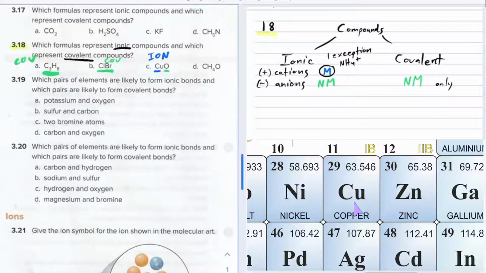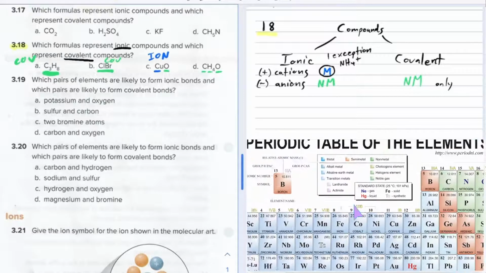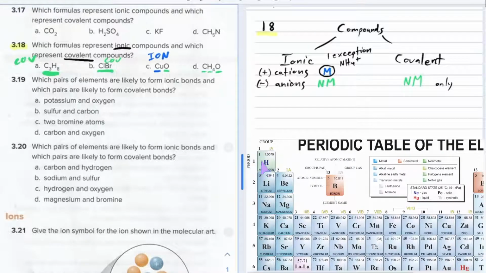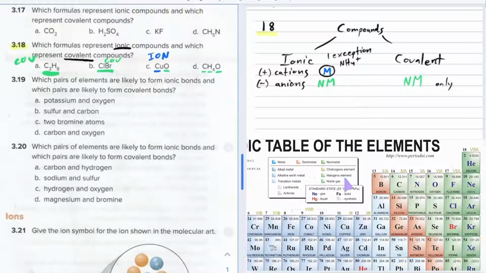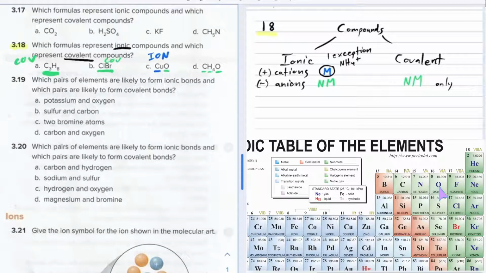The last one is CH4O. These are all nonmetals. So carbon, hydrogen, oxygen. You got the hydrogens over there. That's that one nonmetal on the left-hand side, and then carbon and oxygen right there.